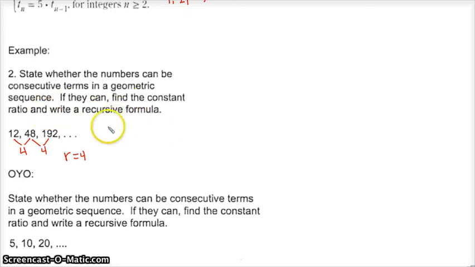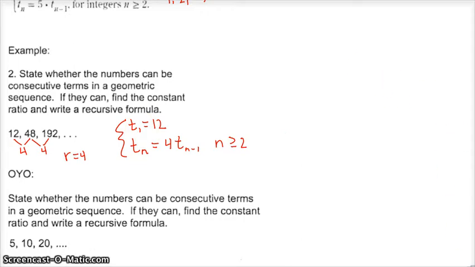Now, let's try to write this as a recursive formula. My first term in this sequence is 12. And then to find any other term, I'm going to do 4 times the previous term. And this is for all integers greater than or equal to 2. It's greater than or equal to 2 because we've already found the first term. We're looking for 2 and higher.